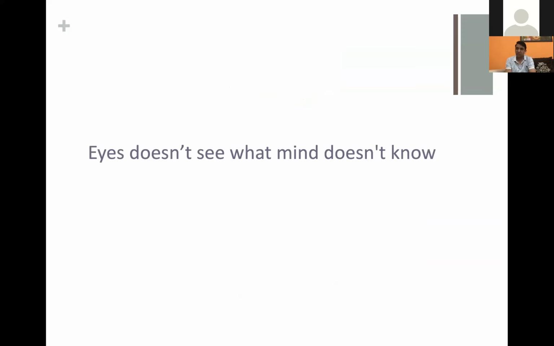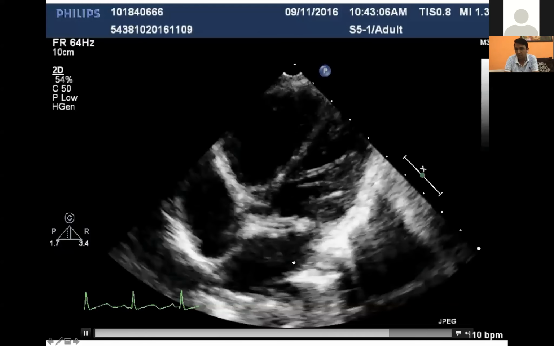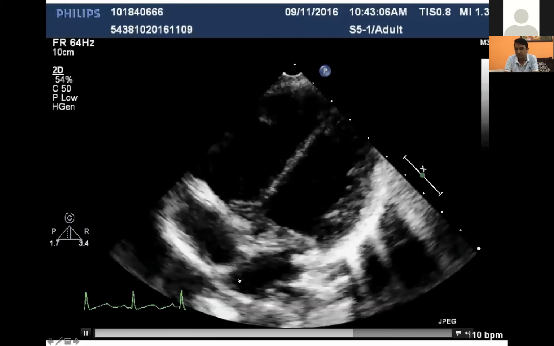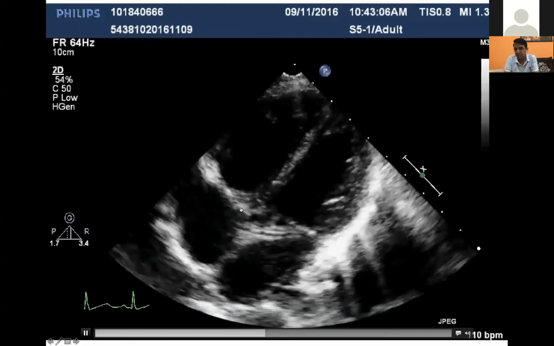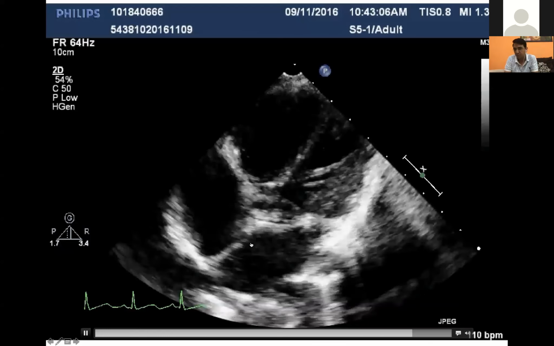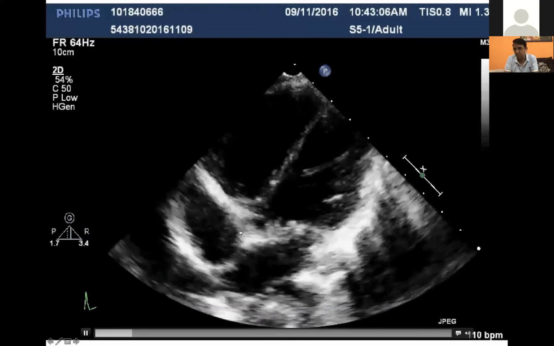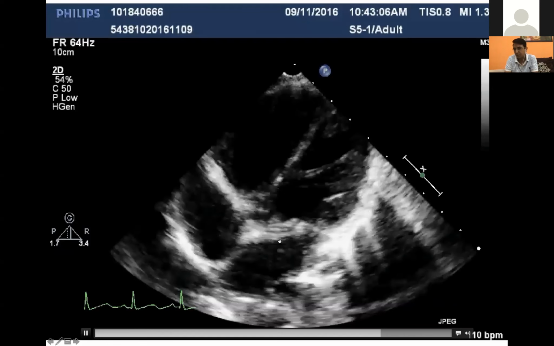Now, one more thing which I wanted to highlight here is eyes don't see what the mind doesn't know. And I think quite a few of you would have recognized by now what I'm showing, but those who have not, I'm just explaining it here. This is the apical 4-chamber view. And this is the crux, just above the crux, before you open up the aortic valve, there is a tube-like structure which is crossing from right to the left. And this is the location of the retroaortic circumflex.